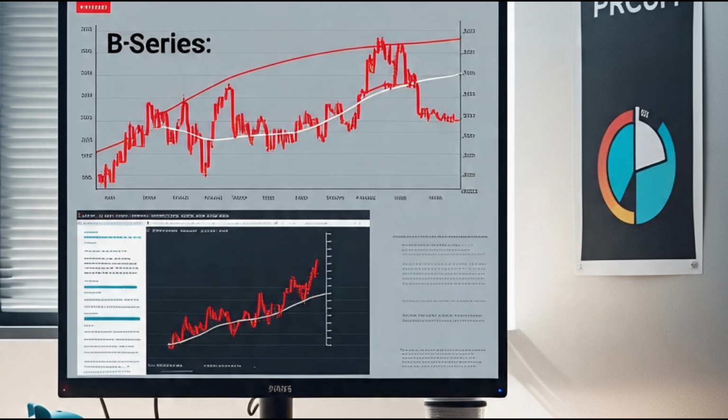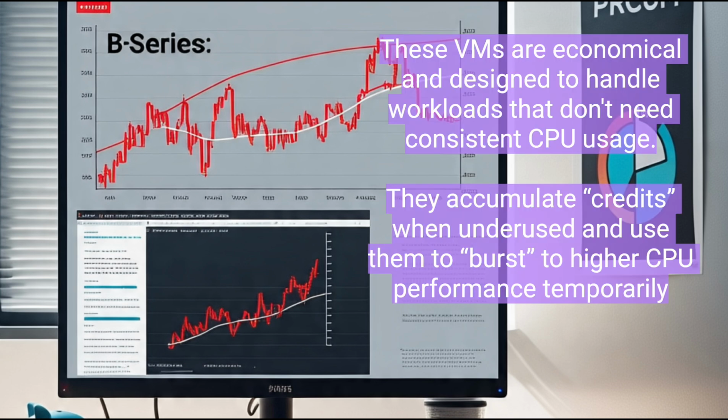The first one is B series, known as burstable VMs. It is a very cost saving, low usage virtual machine. These VMs are economical and designed to handle workloads that don't need consistent CPU usage, and they accumulate credits when underused and use them to burst to higher CPU performance temporarily. It is good for low traffic websites or blogs, for development or test environments, for small databases or background applications.